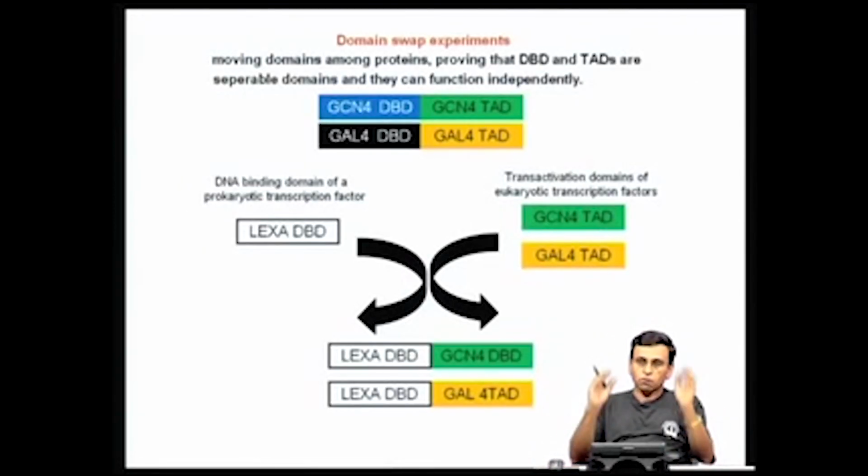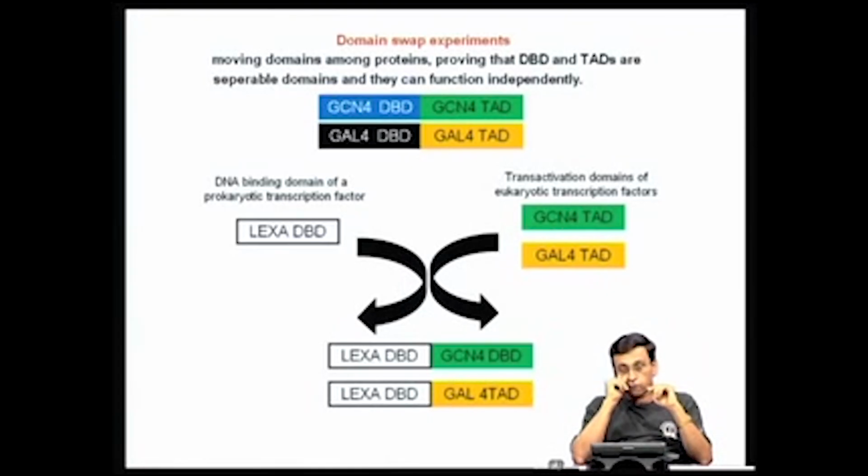Some very interesting early experiments were done when these studies were being pursued, and one of the most interesting are what are called domain swap experiments. What do we mean by this? I have already mentioned that many of these eukaryotic transcription factors contain a DNA binding domain and a transcription activation domain, and these are modular in nature. It turns out these domains can function independently of each other. So, to demonstrate that these two domains, the DNA binding domain and the transcription activation domain, can function independently, what kind of experiments were done?